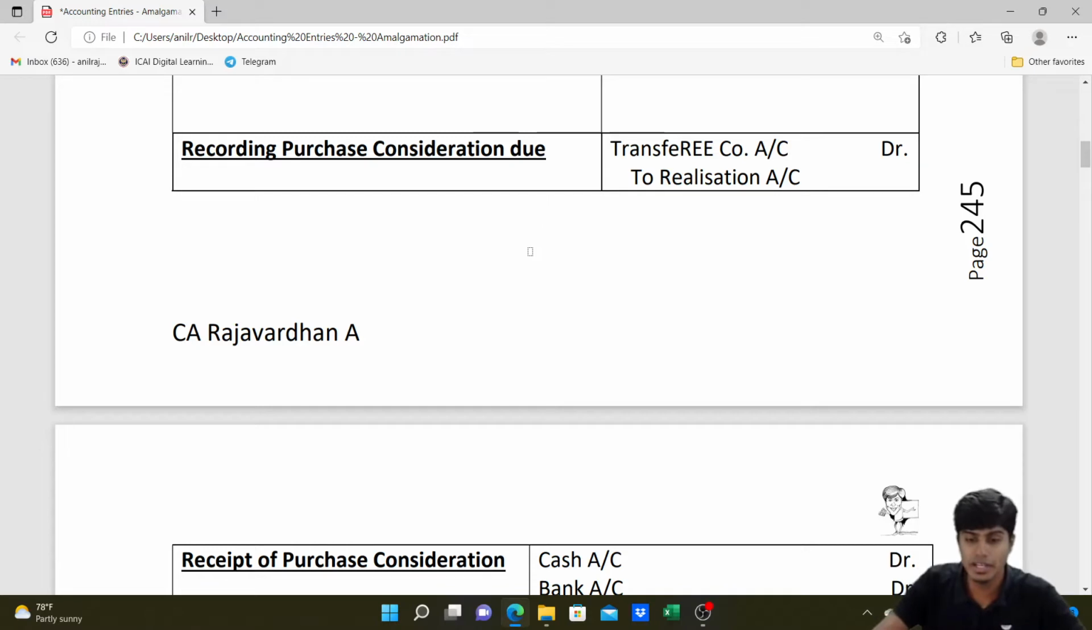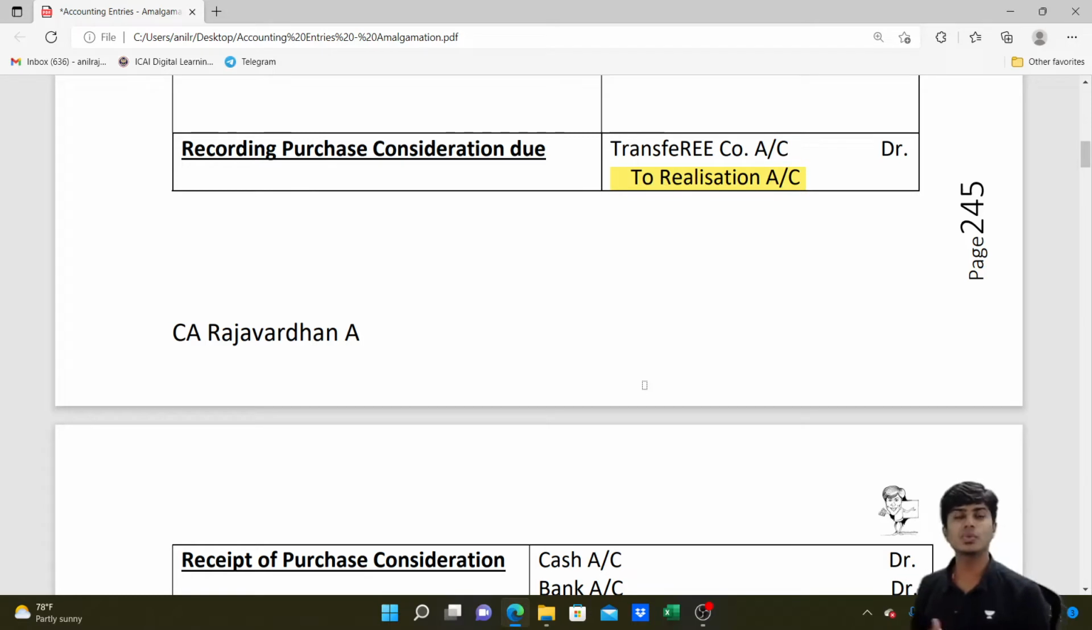So that box will be credited. That box is realization. And because we gave that box, the transferee is under an obligation to give us money. I am the transferor. The transferee is under an obligation to give me money. So he's supposed to give me money because I am supposed to receive money. To me, it is consideration for transferring those assets and liabilities.